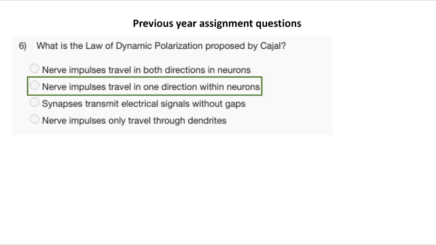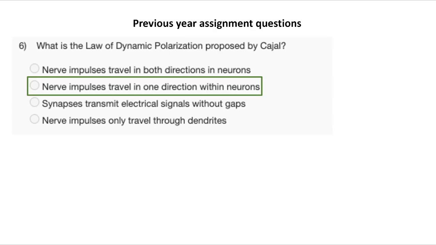So, although Kahal came up with this law, now there are refinements, and we know that this is not always the case. Now we know that there is also retrograde, and there is also axonal and dendrodendritic flow of information.